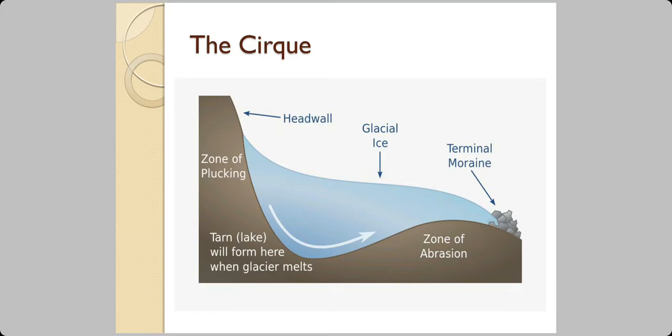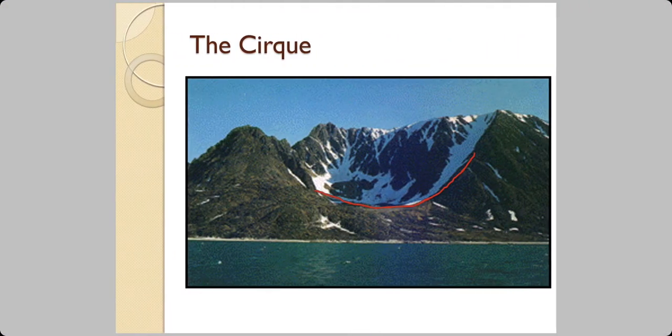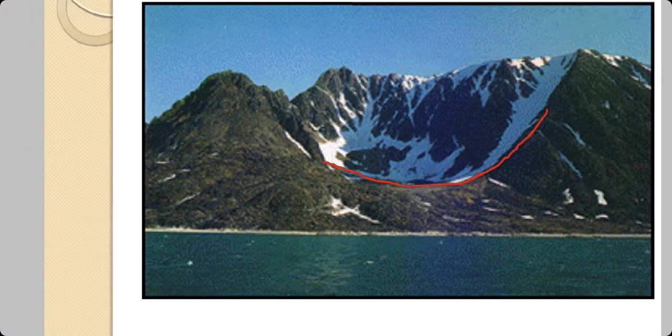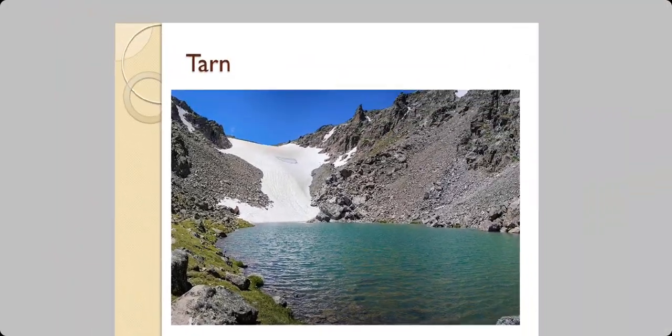That is known as a cirque. And when a lake forms in this depression, that lake is known as a tarn. In real life, this curvature is known as a cirque, and the water it will hold is known as a tarn. This water is a lake.